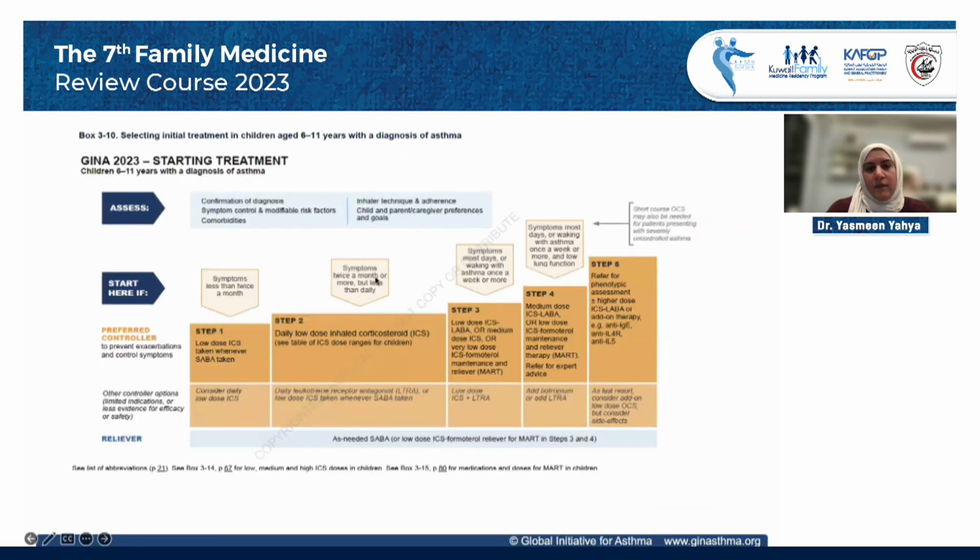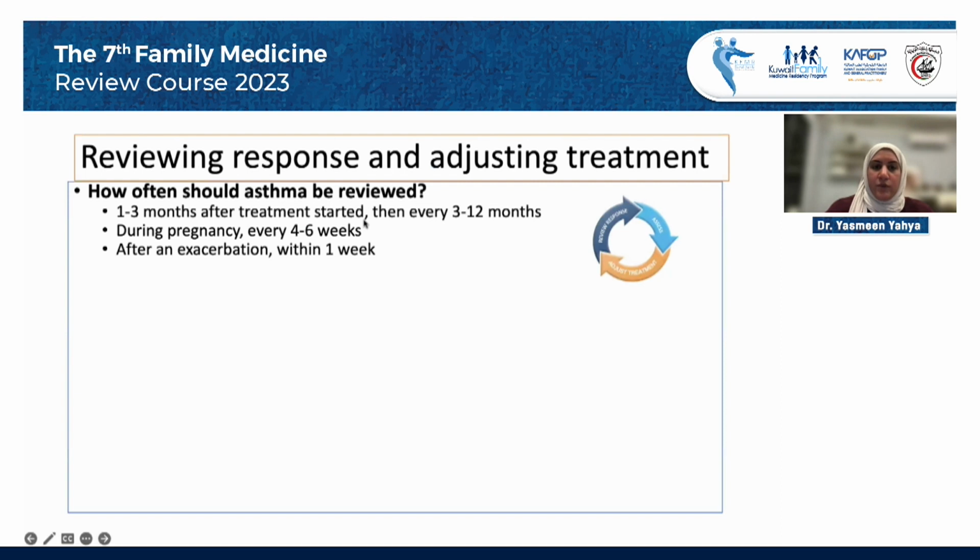Similarly, if according to the patient symptoms, the starting treatment is denoted here. Now, how often would you check the response? You should actually check 1 to 3 months after treatment has started, and then every 3 to 12 months. Usually after exacerbation, you should check within 1 week.